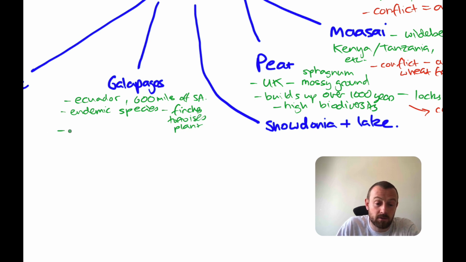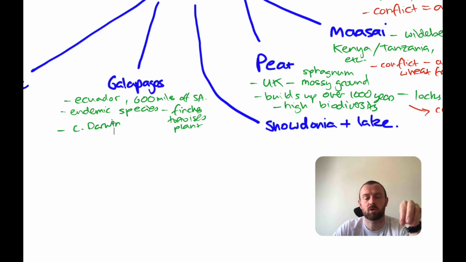And they were where Charles Darwin's ideas about evolution were first sparked. He developed his theories later using his notes from his time in the Galapagos. So they have specific significance for biologists. Okay, so let's look at threats and then management strategies.